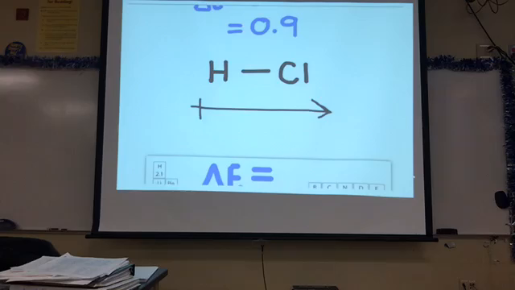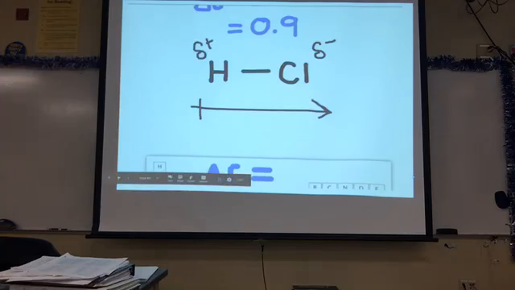Now, since the electrons are spending more time around the chlorine atom, it's actually going to be affected by that presence of negative charges, and so it's going to have a partially negative charge. The symbol right here just means partially. Now, since the electrons are being pulled towards chlorine, that means they're being pulled away from hydrogen, and so hydrogen will have a partially positive charge. And so a polar bond means that we have one atom being partially negative and one atom being partially positive.